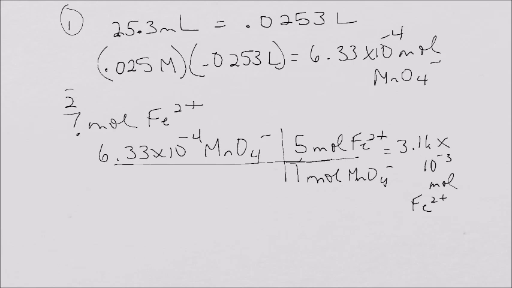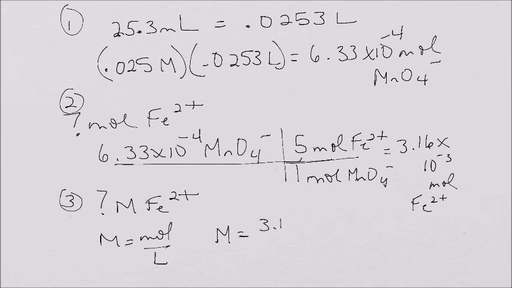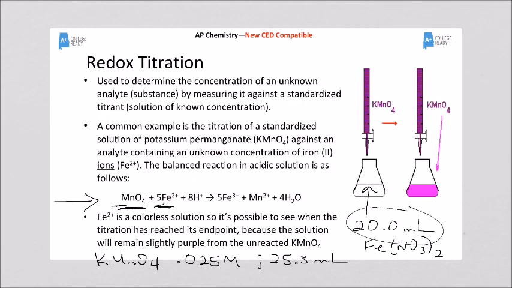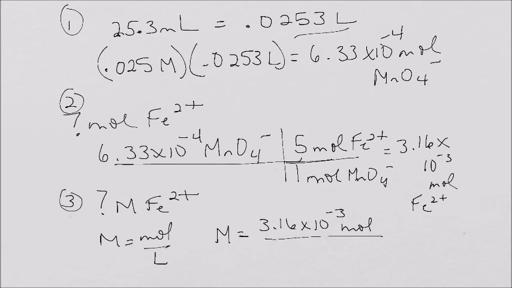And the final question was, what is the molarity of the iron 2 plus ion? Well, molarity is moles over liters. So to get my answer, I take the moles that I just solved for, still in my calculator, and divide by my beginning volume. Remember, in the flask we started with 20 milliliters. Again, I can't use milliliters, so I change it like we did up here to 0.020 liters. I do that math, and my final answer is 0.158 molar. So this is what a redox titration, and the math that goes along with it, is going to look like.